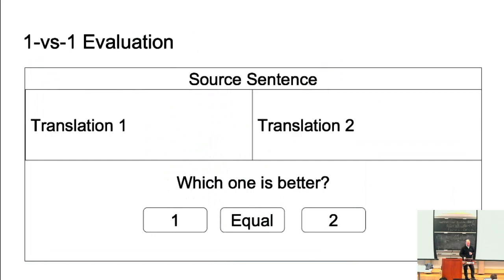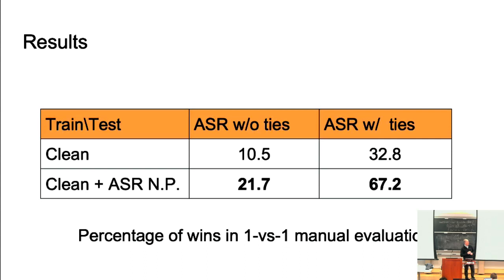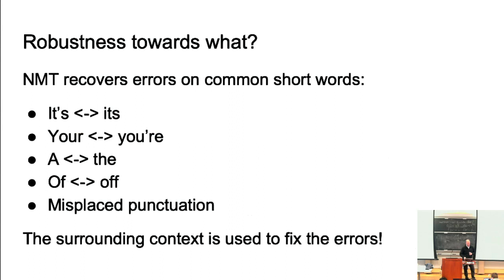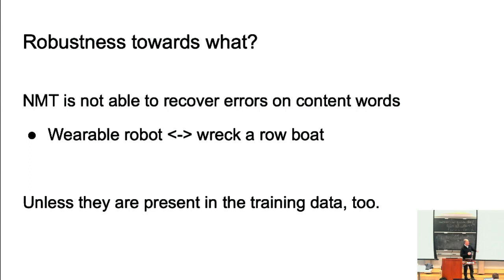So we did some manual evaluation and found that the improvement over noisy data is statistically significant. If you rank translations, basically our robust system is twice as good with respect to noisy data. The number of wins is basically twice as much as for the conventional system trained on clean data. So what errors are recovered? Not many, as you can imagine. Most of the errors that are recovered were short, frequent words, where also many errors happen, actually. But here are examples. Of course, the system is not able to recover errors like this: wearable robot, which became wreck a robot.